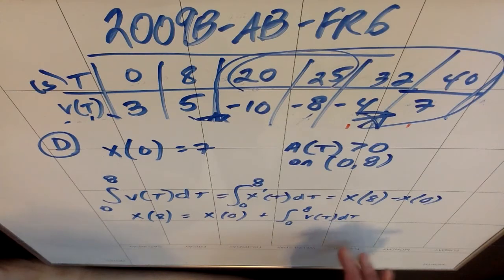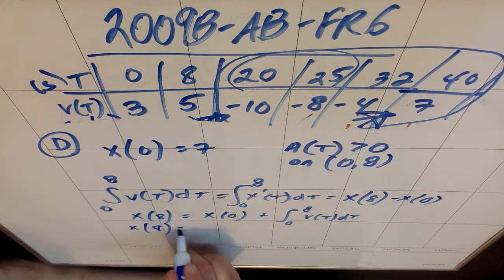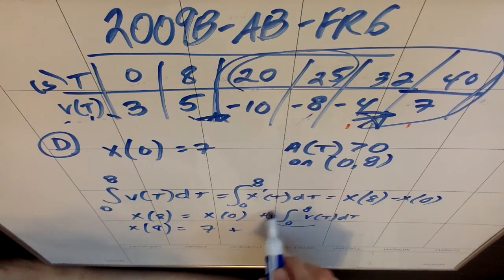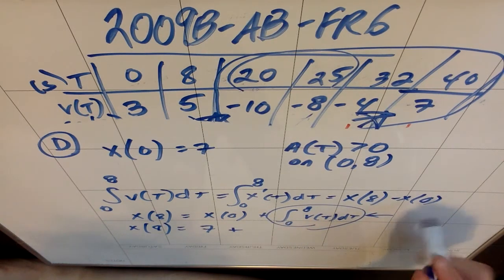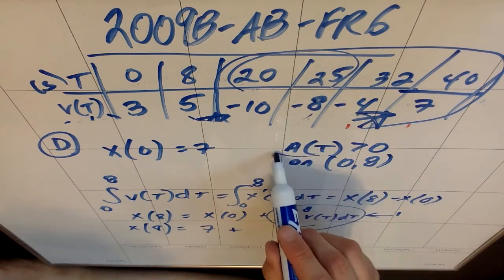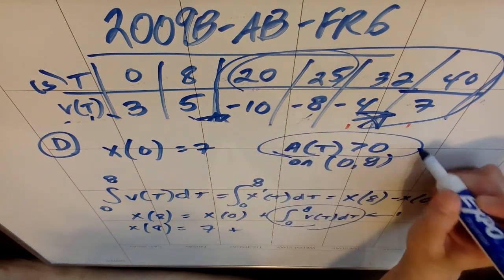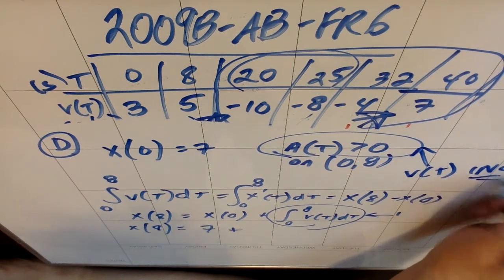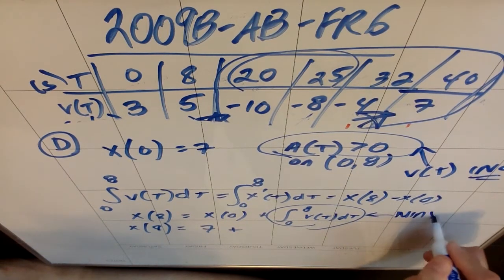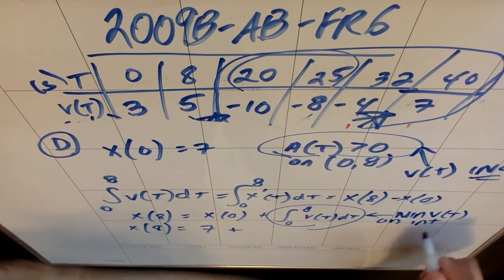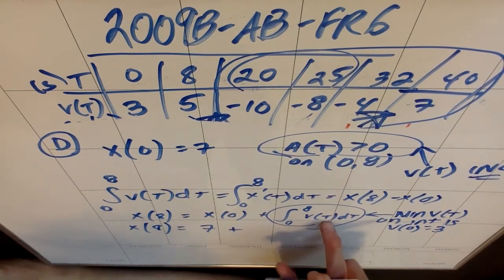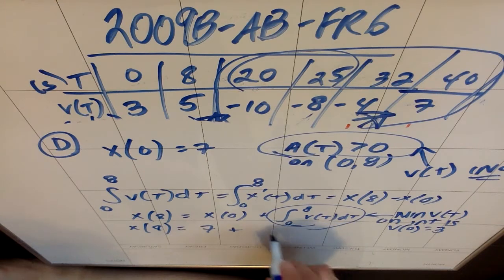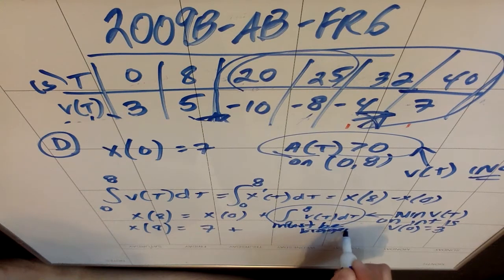Cool. So here's my argument. x of 8 is equal to 7, because we know that, plus, now here's the thing about this integral, right? Since a of t is positive, that says that v of t is increasing, right? What that means is that the minimum v of t on this interval is v of 0 equals 3. So let's pretend for a sec that this was a 3. If this were a 3, then this quantity must be bigger than what would happen if v was just a constant 3.